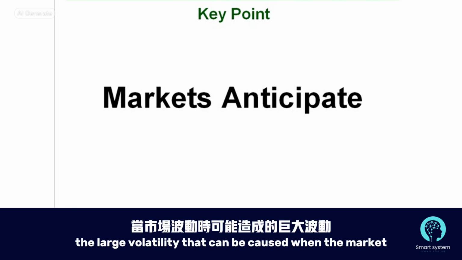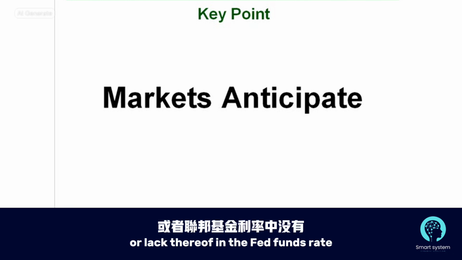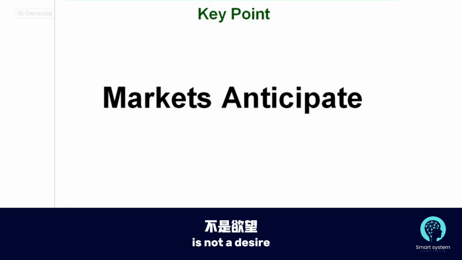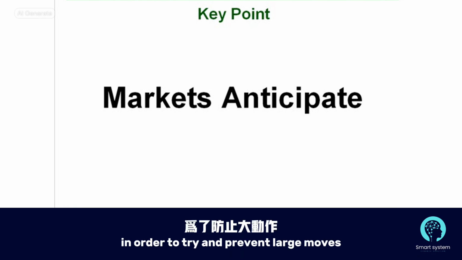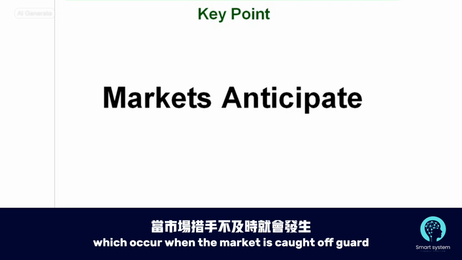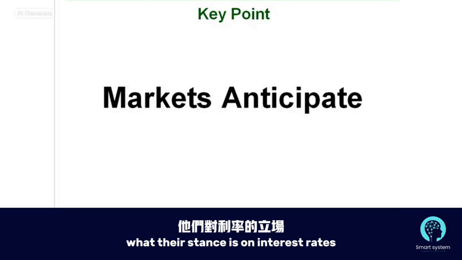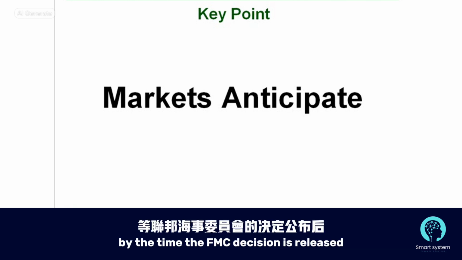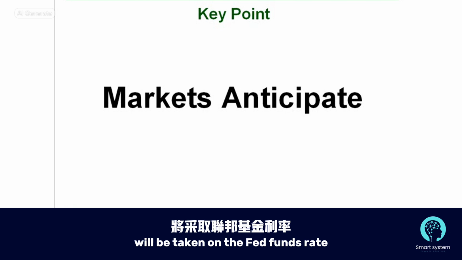The large volatility that can be caused when the market participants are caught off guard by change, or lack thereof, in the Fed funds rate is not a desirable outcome for anybody in the market, including the Federal Reserve. In order to try and prevent large moves which occur when the market is caught off guard, the Fed will always try to signal ahead of time what their stance is on interest rates, and more times than not, by the time the FOMC decision is released, the market has already priced in whatever action, if any, will be taken on the Fed funds rate.